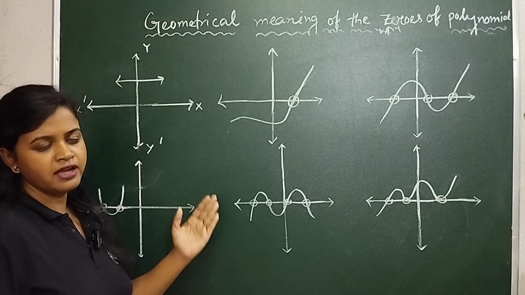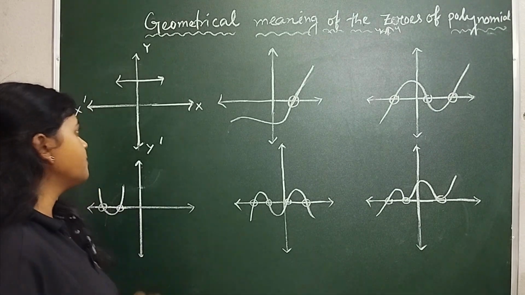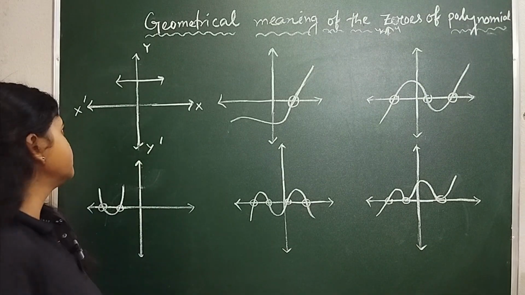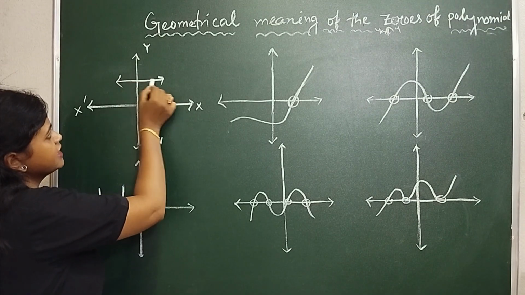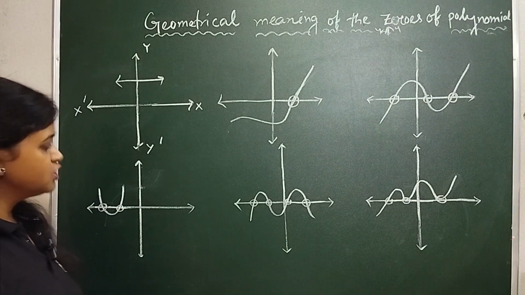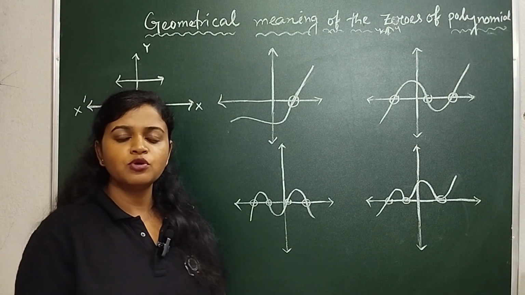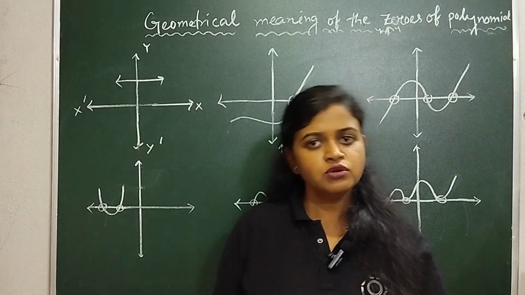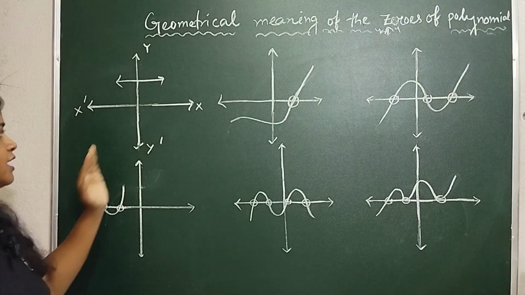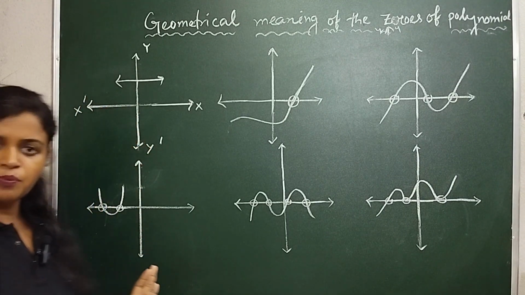So here I have drawn some graphs of polynomials, and let us find the number of zeros from these graphs. In the first graph, we see that this is the graph of the polynomial. So how do we find the zeros of a polynomial from the graph? As we know, where the graph cuts the x-axis, we count the number of zeros. This graph does not cut the x-axis at any point, so this graph has no zeros of the polynomial.